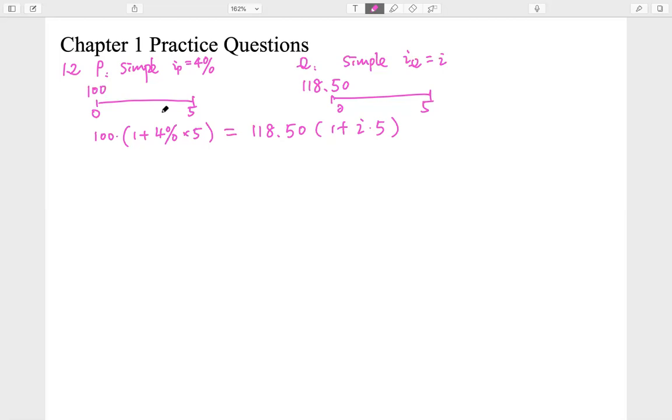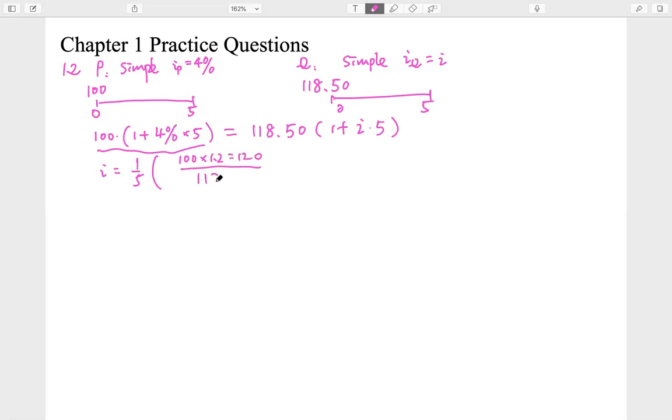So this is rather straightforward. From the calculator, you can get this amount, okay? Divided by 118.5 minus 1, and then divided by 5. So you get the result. So for instance, what we are trying to solve is 1 over 5. This is 100 times. So 4 times 5 is 20, right? So it's 1.2, so it's 120.